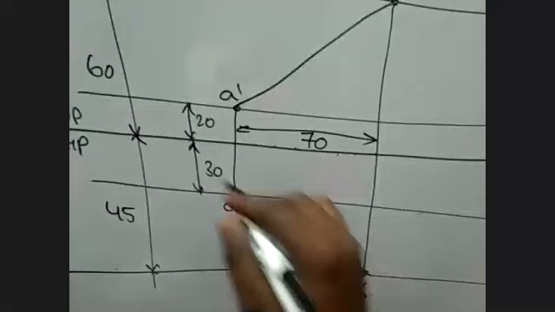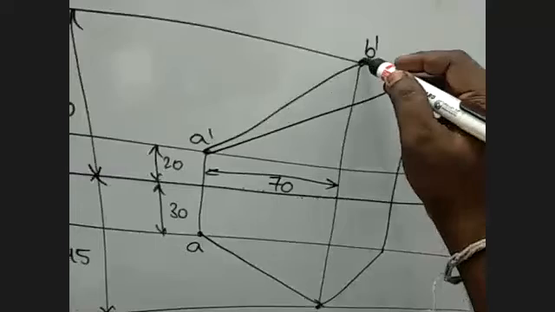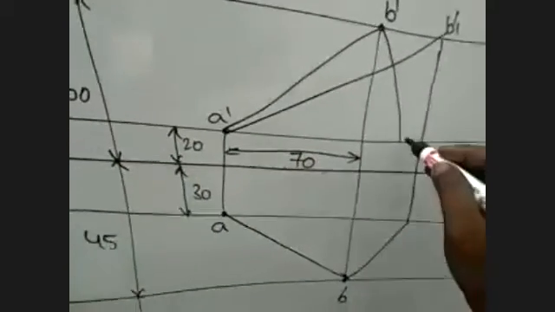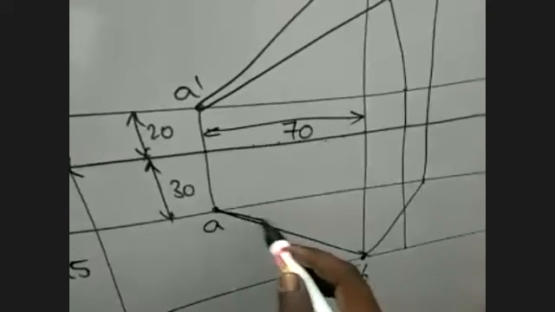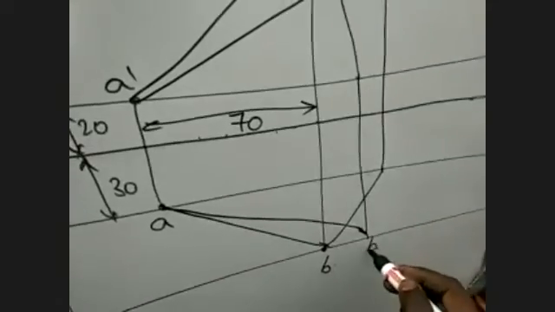Similarly, how do I get the true length at the bottom? This is the apparent length. Taking this as the center and this as the radius, draw an arc. Where it touches your locus line A dash, from there draw a vertical line. This is the true length in the bottom part.